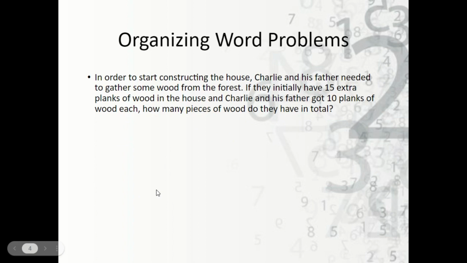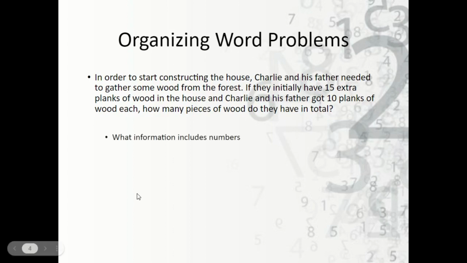So in this one, it says, in order to start constructing the house, Charlie and his father needed to gather some wood from the forest. They initially have 15 extra planks of wood in the house, and Charlie and his father got 10 planks of wood each. How many pieces of wood do they have in total?